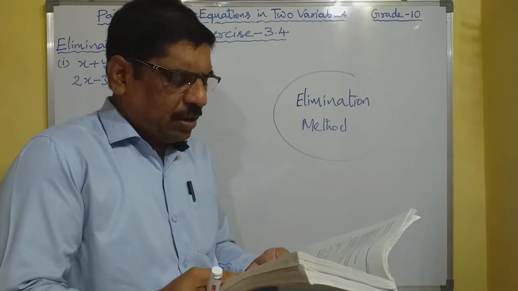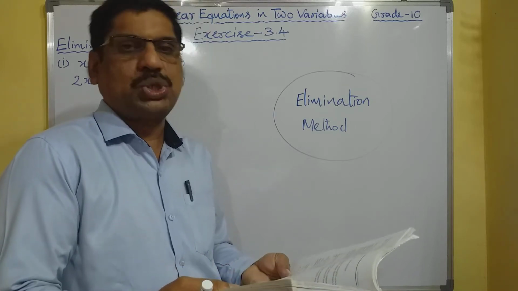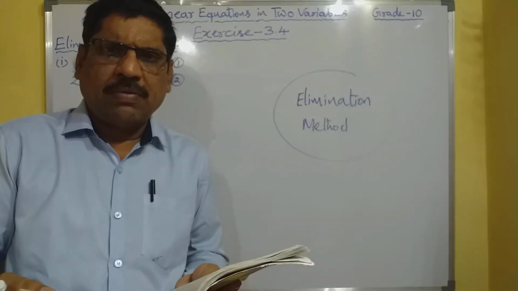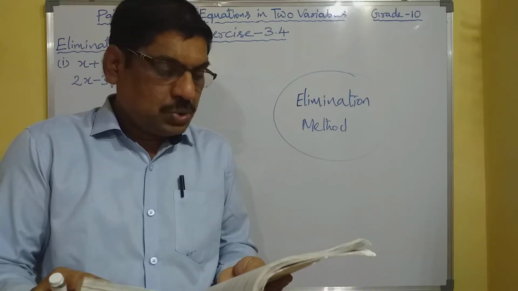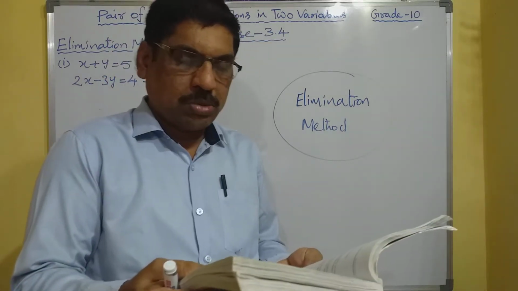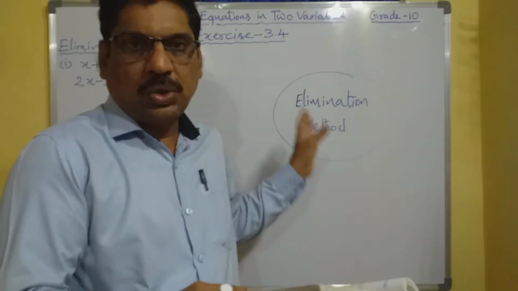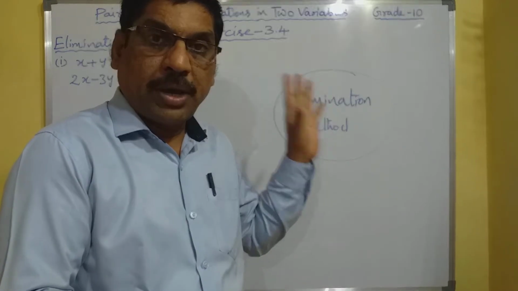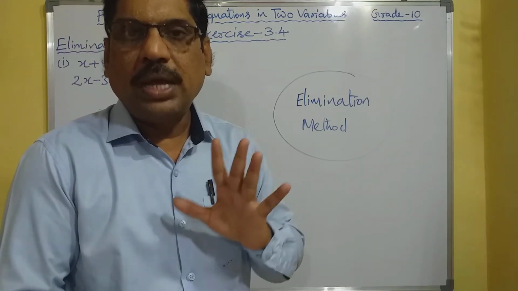Solve the following pair of linear equations by the elimination method and the substitution method. Here we have already learnt how to solve the given pair of linear equations by using the substitution method. So you have to solve all these equations by using the substitution method. That is homework for you. I will use only the elimination method to solve these problems. The same problems you have to do as homework by using the substitution method. I will explain only the elimination method.